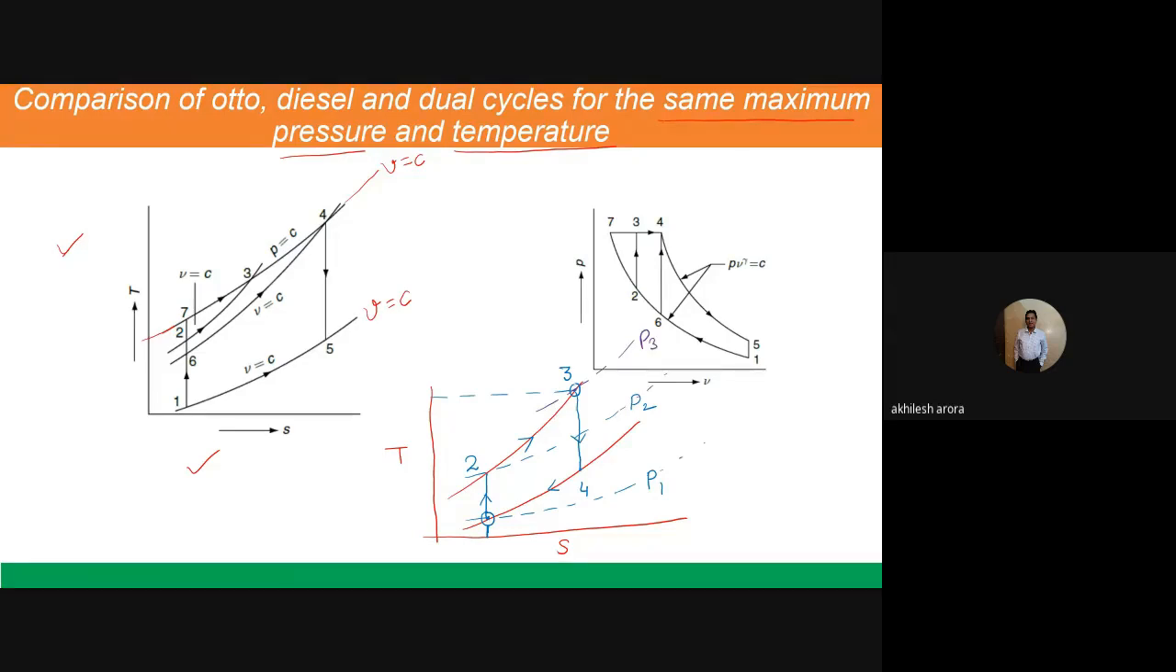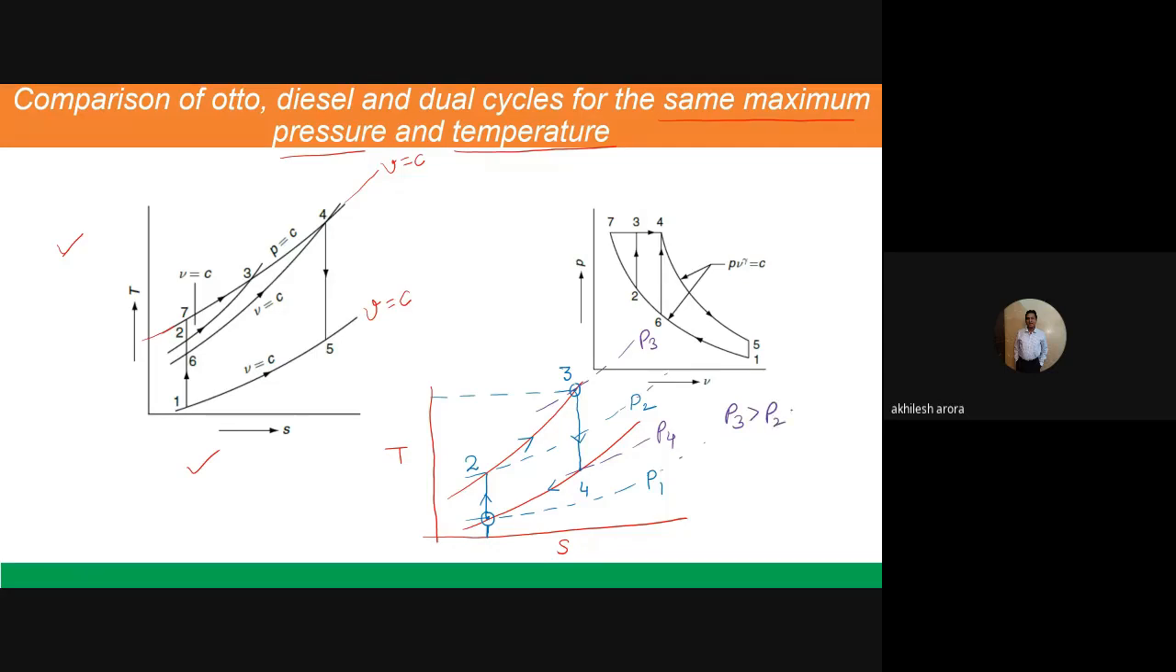So P1 is the lowest pressure. Or I can say P3 is the highest pressure, followed by P2, then followed by P4, and then followed by P1. So P3 is greater than P2, which is greater than P4, which is greater than P1. This is the sequence of the pressures.